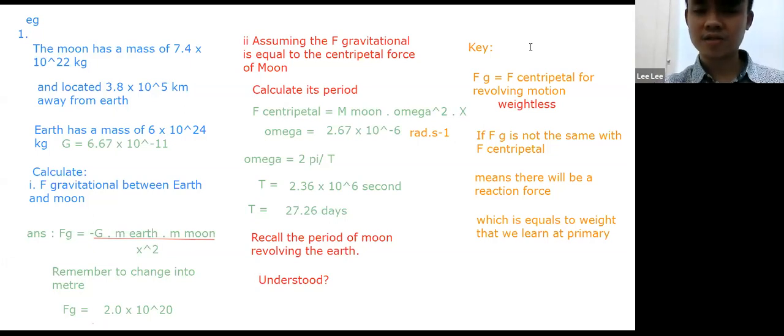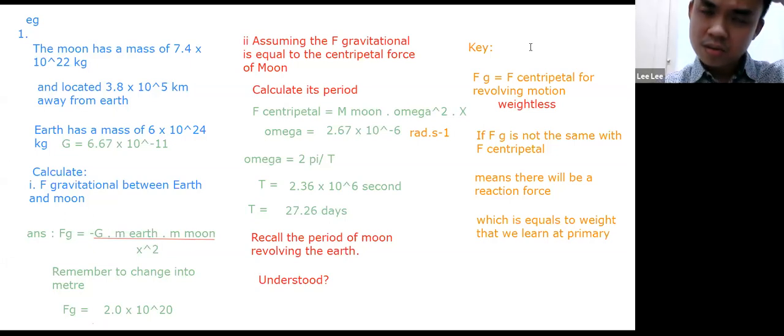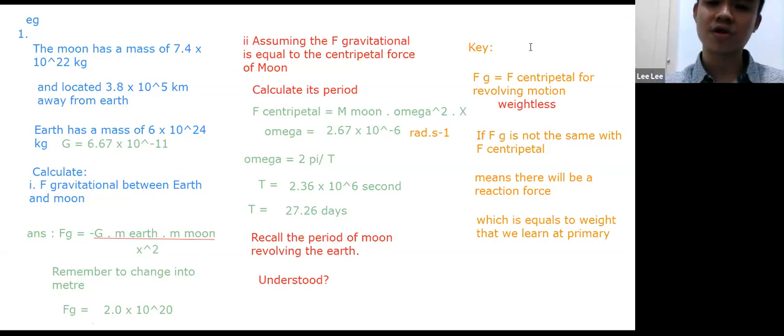Any question you want to ask until here? So how do you get F centripetal is mass of moon times omega squared times X? Where does it come from, you mean? First is a centripetal force formula, and then second, what is important from your question is when we have an Earth and Moon, which one is revolving? Moon. So the only one that can have the centripetal force is the object that moves in a circular motion.